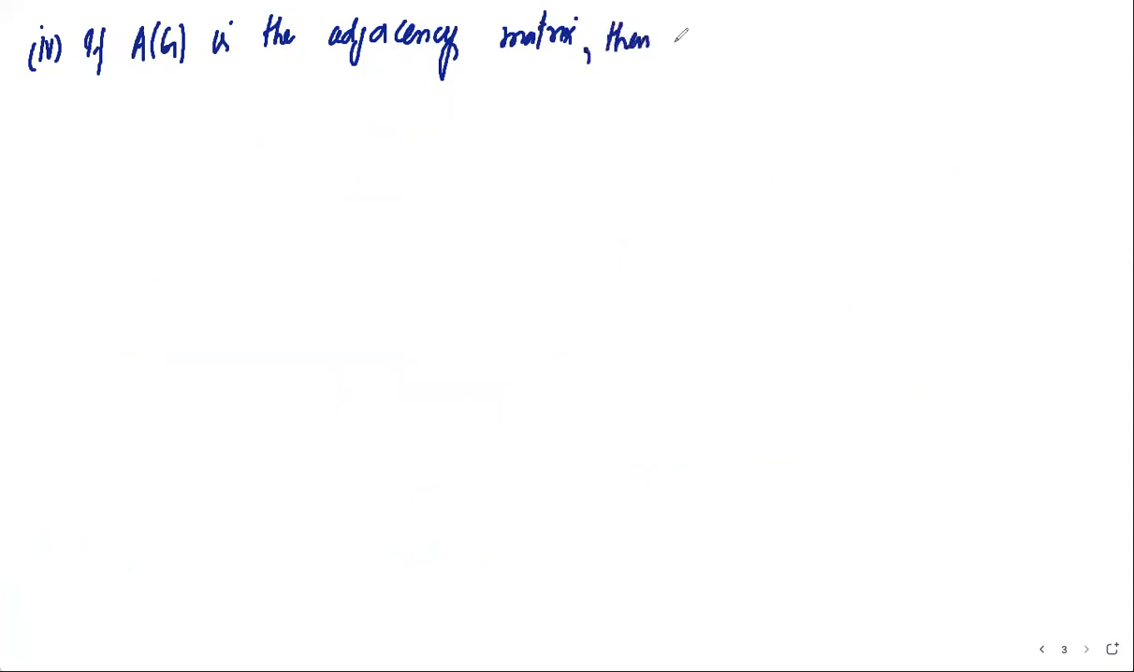Now, certain more observations. Observation number 4. As we have seen, the diagonal entries of the adjacency matrix are all equal to 0. If A of G is the adjacency matrix, then all diagonal entries are equal to 0.